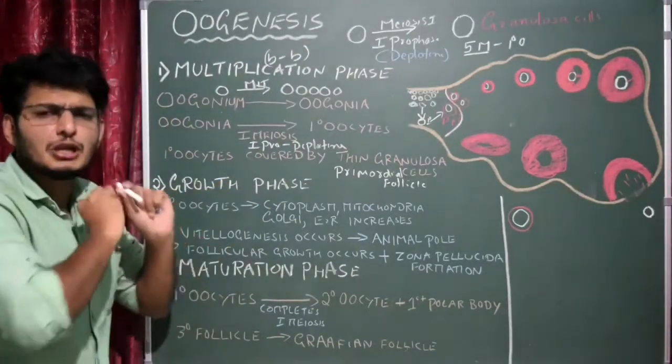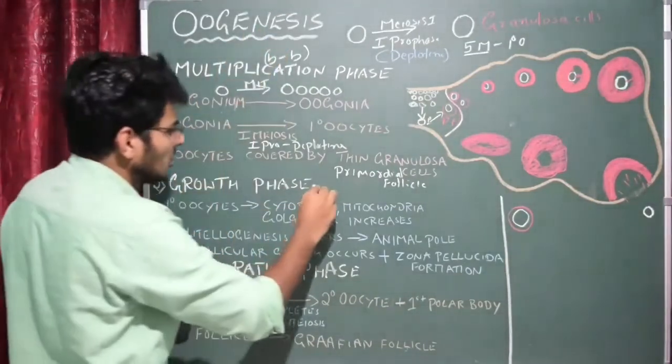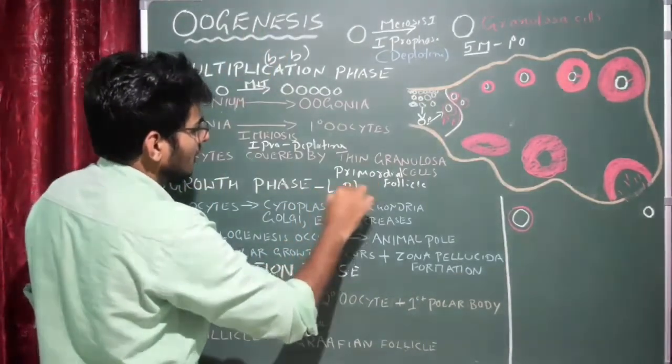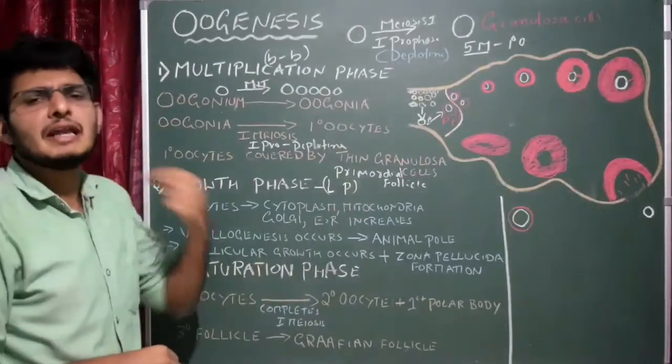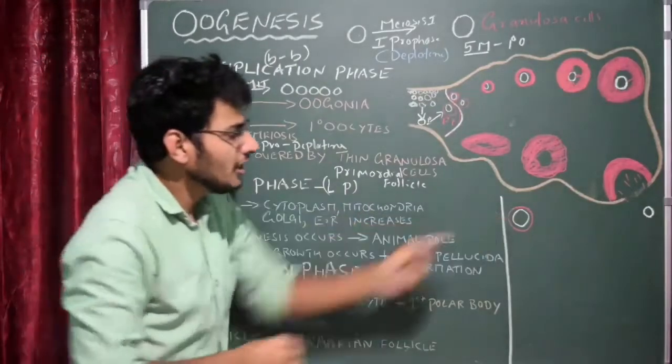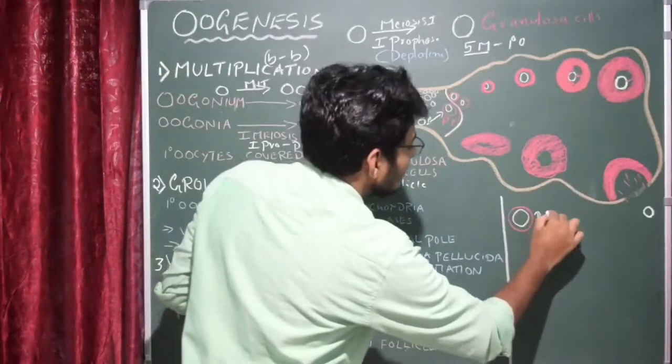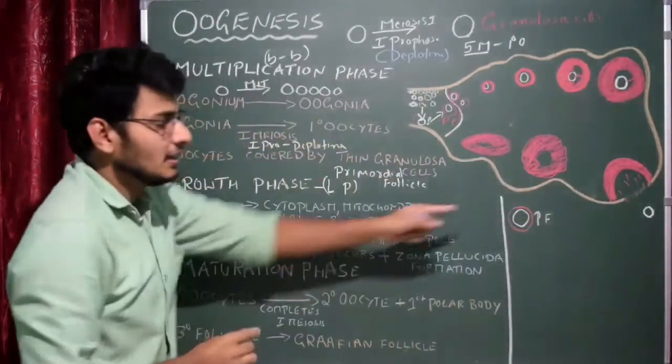It is one of the longest phases in oogenesis. It is the longest phase. Longest means it takes about several years. Now what we have? We have primordial follicles surrounding the primary oocyte.